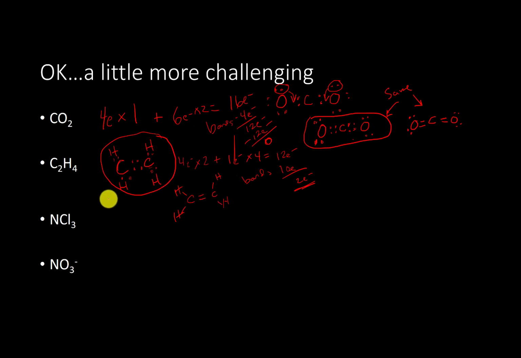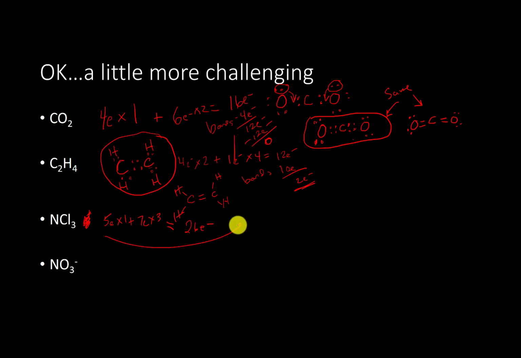All right, next part here is nitrogen trichloride. How does this one work? Let's do our accounting really quickly. We've got 5 electrons in the valence shell of nitrogen, times 1, plus 7 electrons in the valence shell for chlorine, times 3. That's 5 times 1 plus 7 times 3, which is 21, so 21 plus 5 is 26 electrons to deal with.